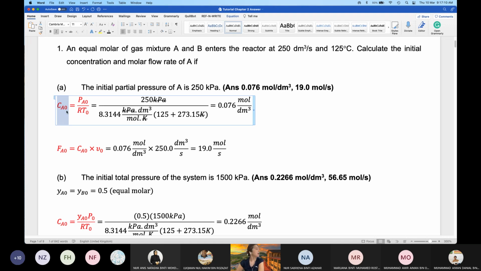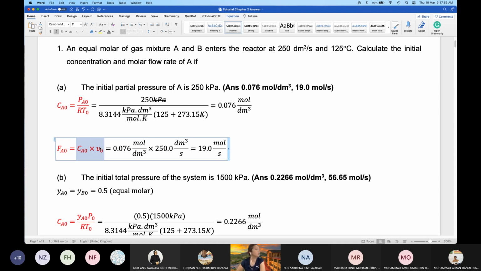So next part, they want us to find FA0, the initial molar flow rate of A. To find the initial molar flow rate of A, there's only one correlation. Remember I told you, for gas phase flow systems, there is a correlation between concentration, molar flow rate and volumetric flow rate. The correlation is given as FA0 equals CA0 multiplied by V0. These three are correlated to one another. Let's say you forget whether it is multiply or divide.